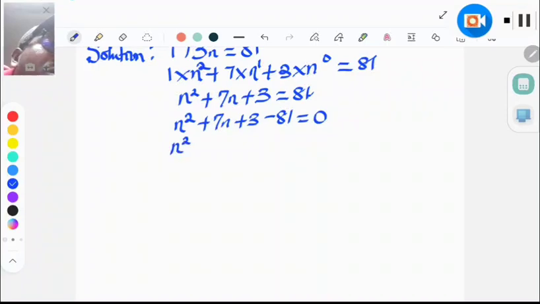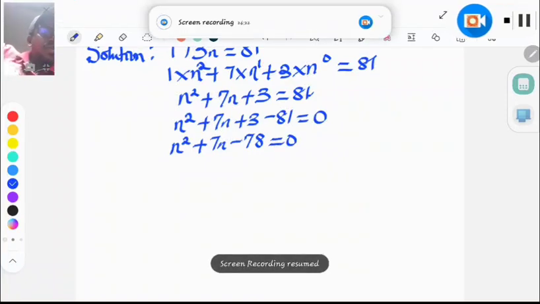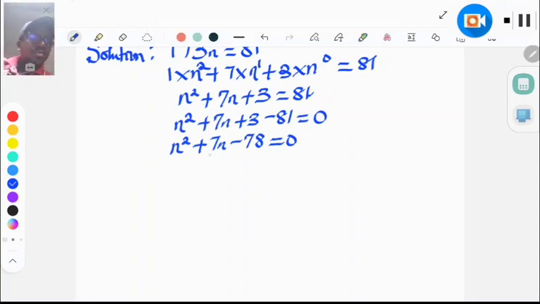So we have n squared plus 7n plus 3 minus 81, that is going to give us negative 78 equals 0. Okay, so we have a quadratic equation up our sleeves. If we are going to solve that, if you remember, we multiply these two together. That's minus 78 n squared. So we are looking for two factors of this that when you multiply them, it will give you this, and when you add them, it will give you this.